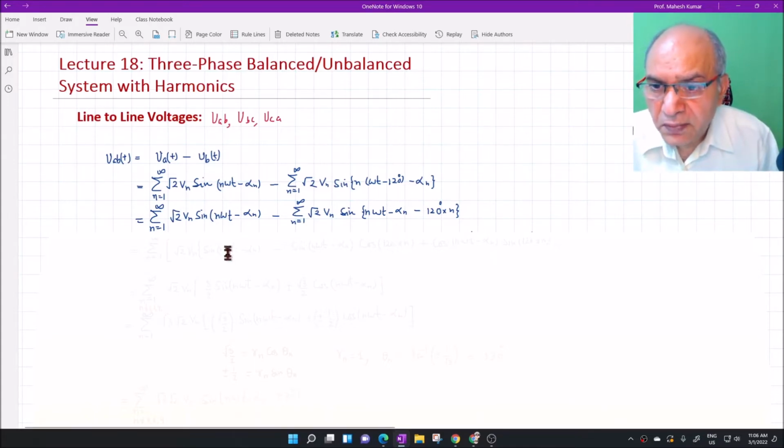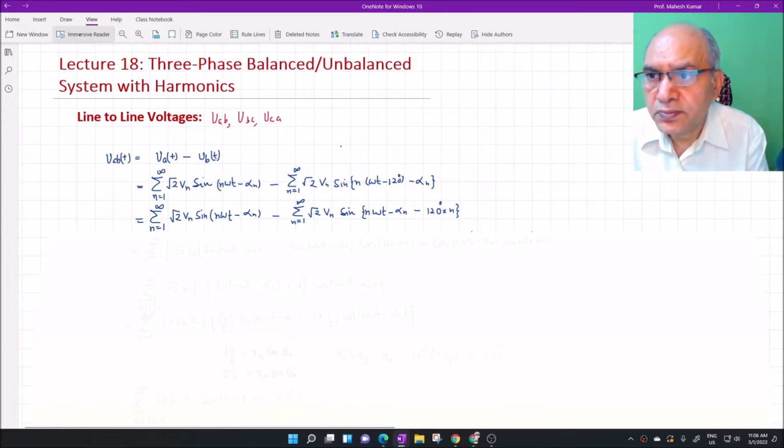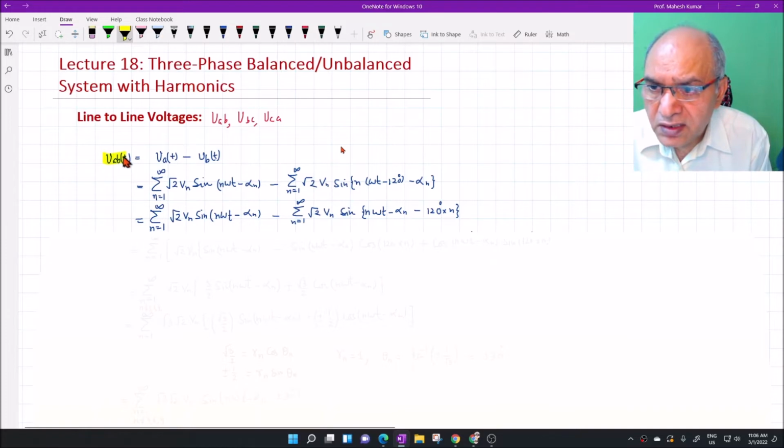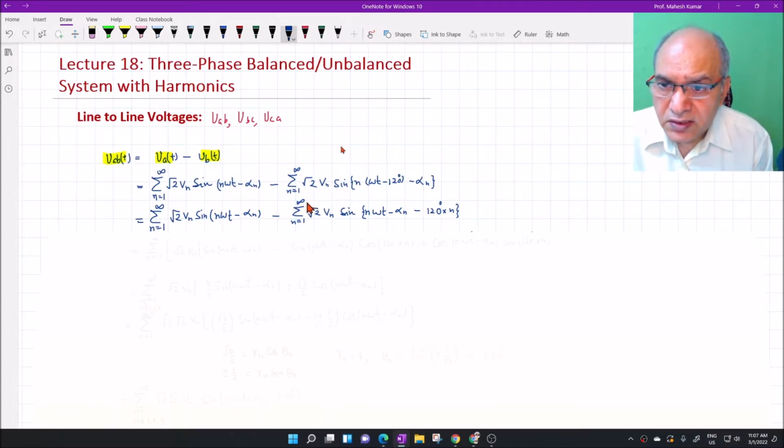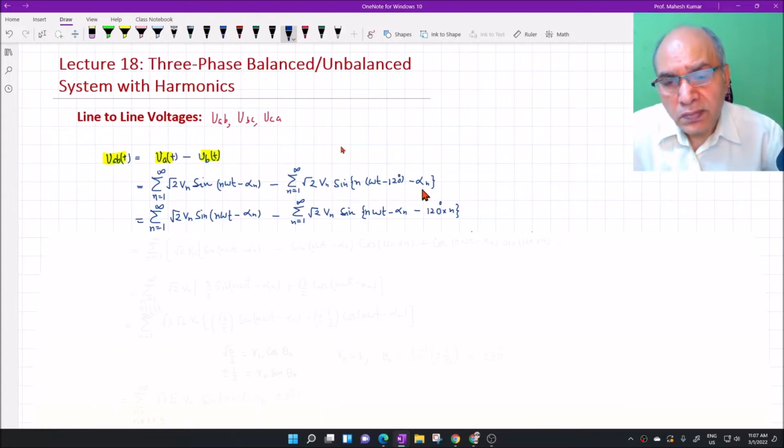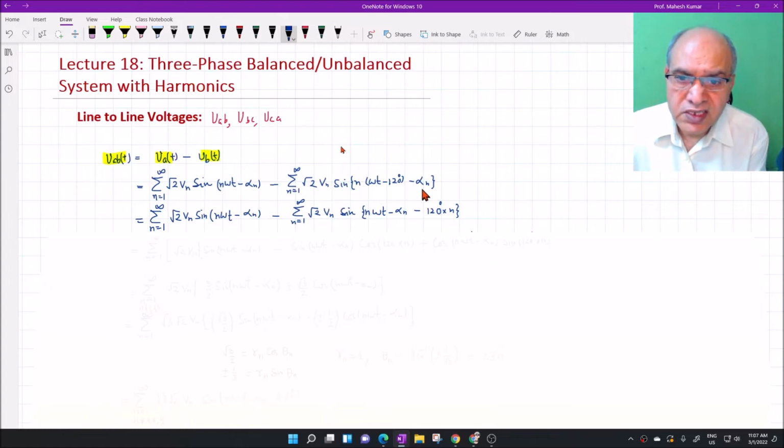So what is VAB? VAB is nothing but VA minus VB. You see here, this is VAB, which is equal to VA minus VB. Now what is VA for the balanced case? VA is nothing but the sum over n of root 2 Vn sin(n omega t minus alpha n), minus VB, which is the sum for n from 1 to infinity of root 2 Vn into sin(n omega t minus 120 minus alpha n). Because they are balanced, the magnitude is the same and the phase angle is symmetrically displaced by 120 degrees. If it is the nth harmonic, then it is plus or minus n into 120 degrees.